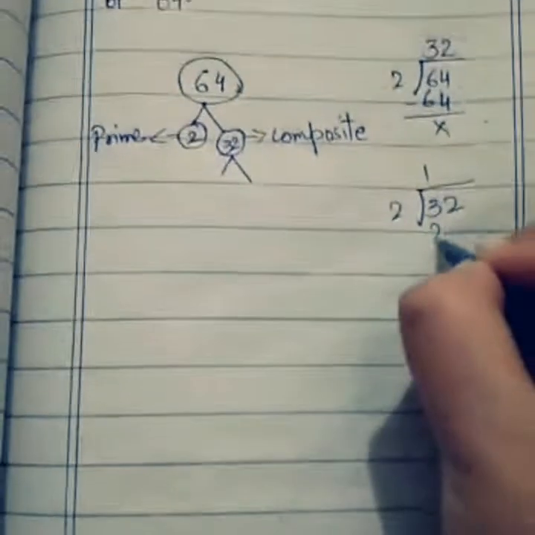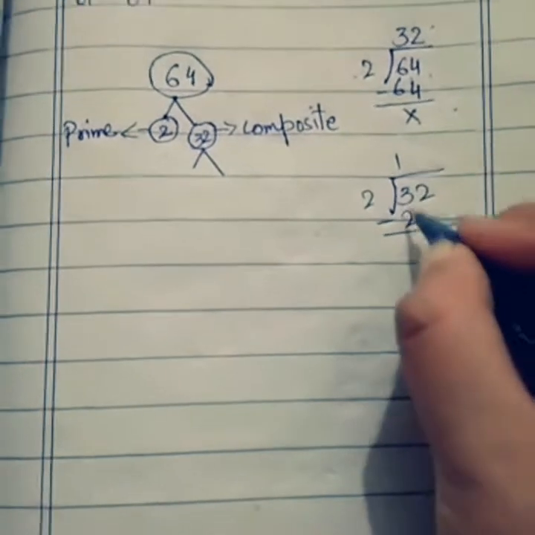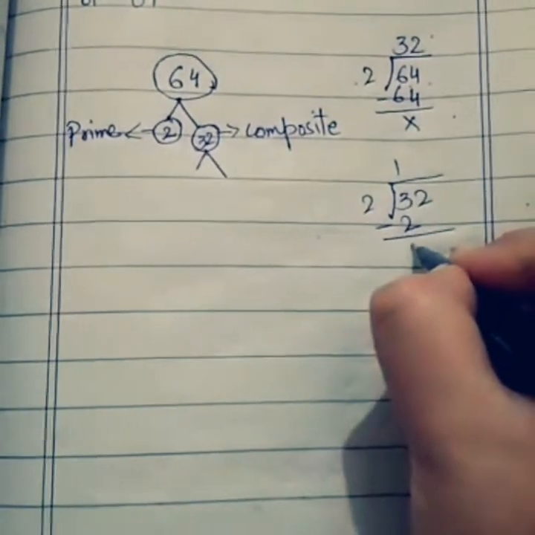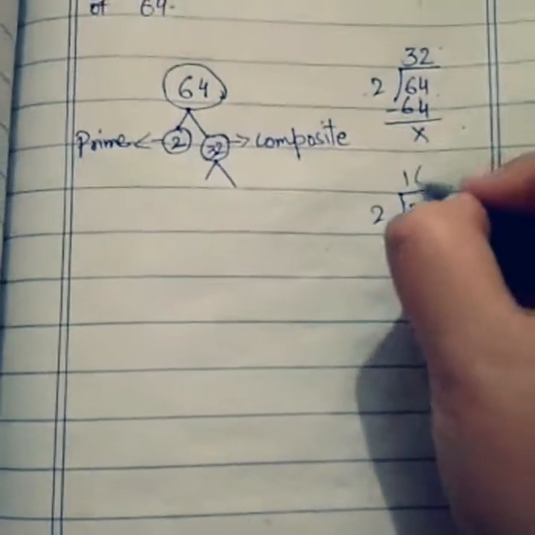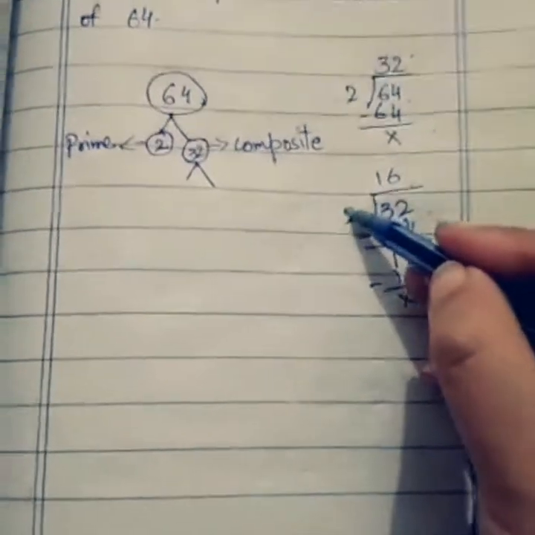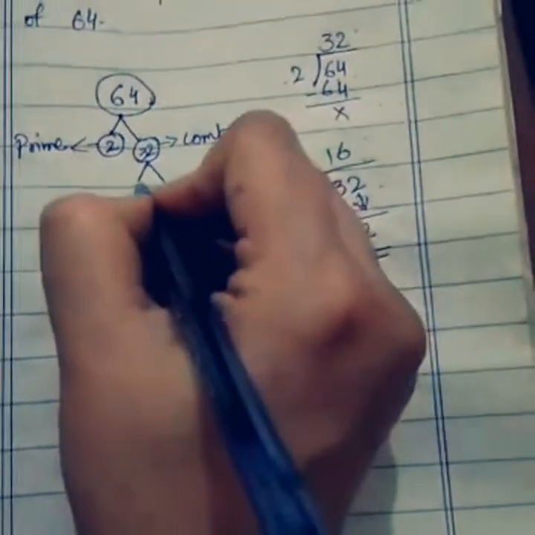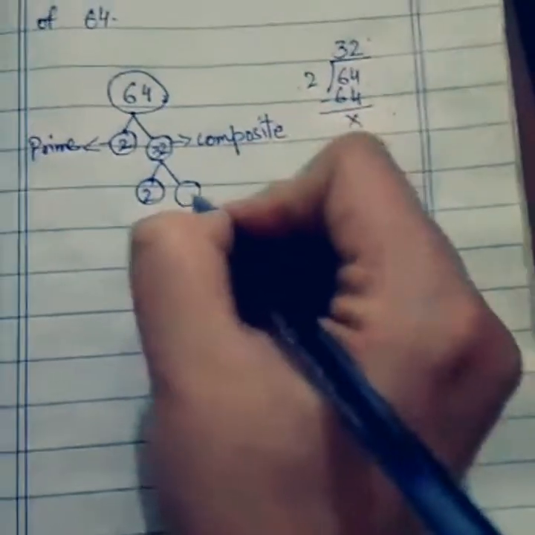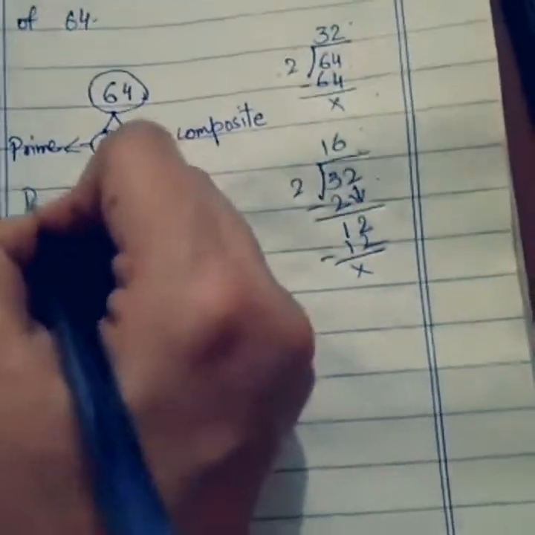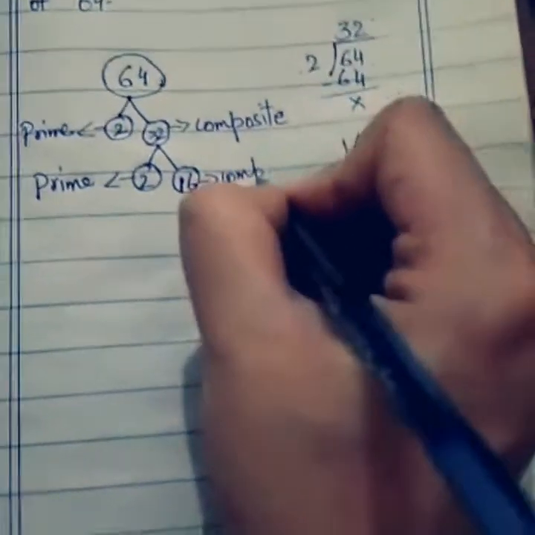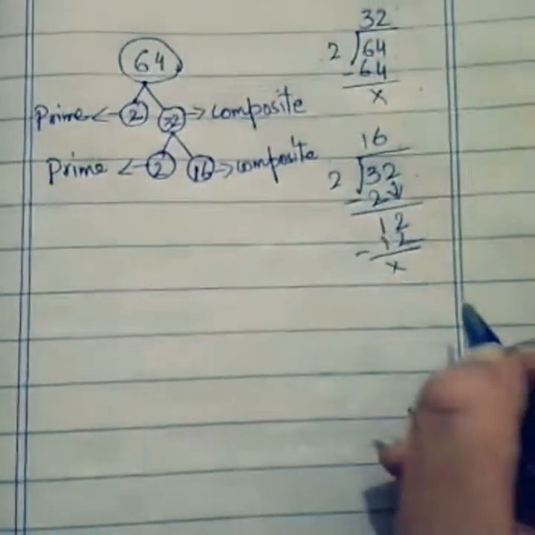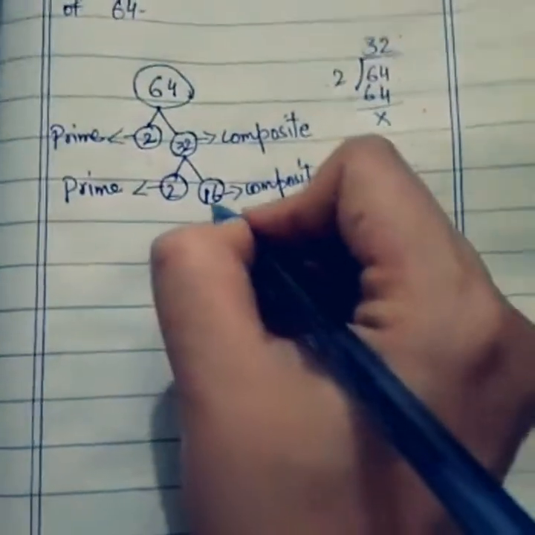2 ones are 2, subtracting 3 minus 2 equals 1. 2 will come here. 2 sixes are 12. So how many times does 32 come in the table of 2? 16 times. So 2 times 16 equals 32. Again you can see we got one prime number and one composite number. So we will continue our factor tree.